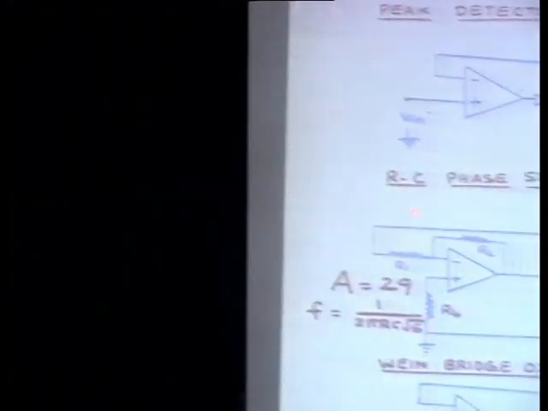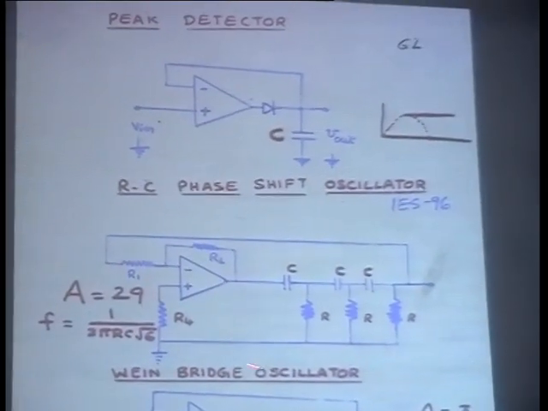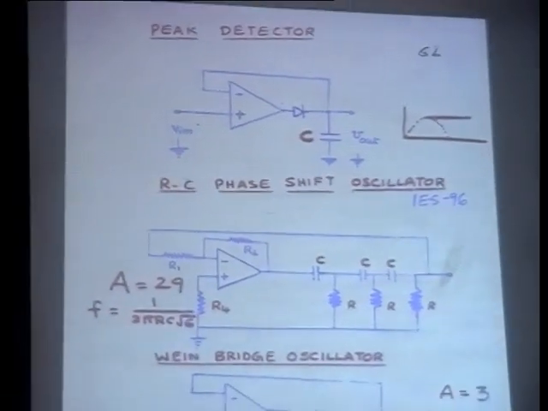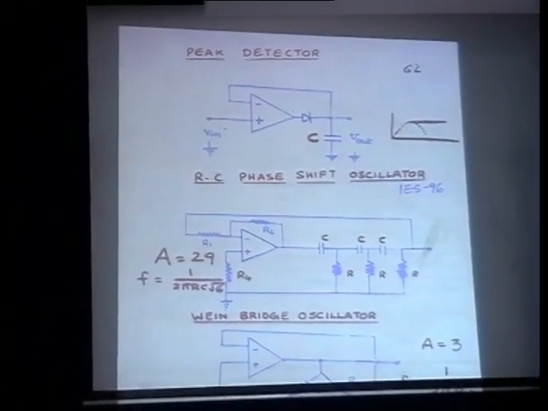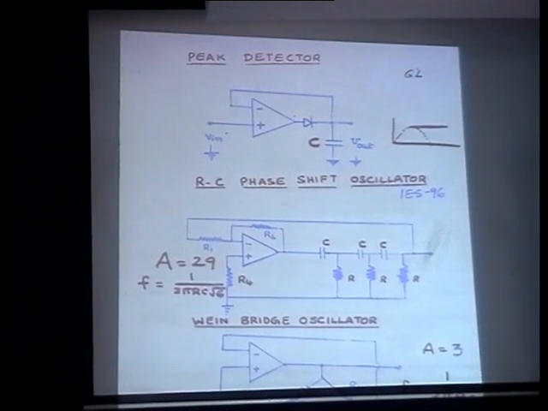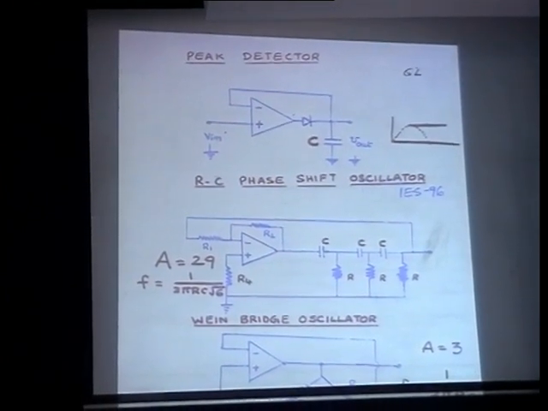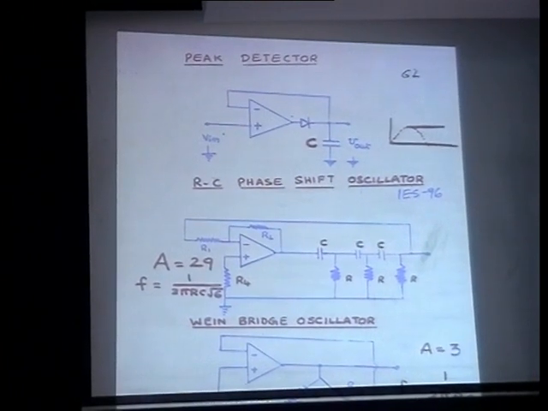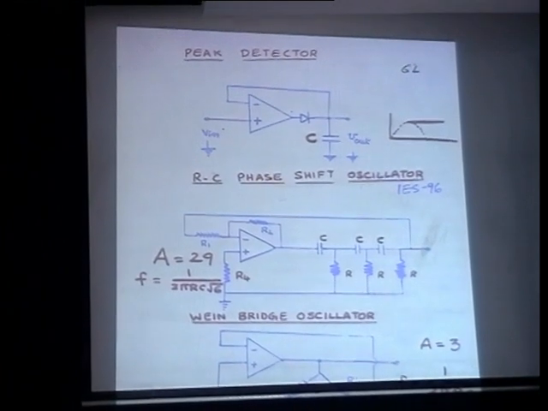So you are using 3 RC sections to get that 180 degrees phase shift, and you are using one inverting amplifier. So this is op-amp based RC phase shift oscillator. The analysis shows that the gain must be 29. Beta is 1 by 29, so gain must be 29. So if gain is 29, beta is 1 by 29, A into beta will be 1. That is the condition for producing oscillations.